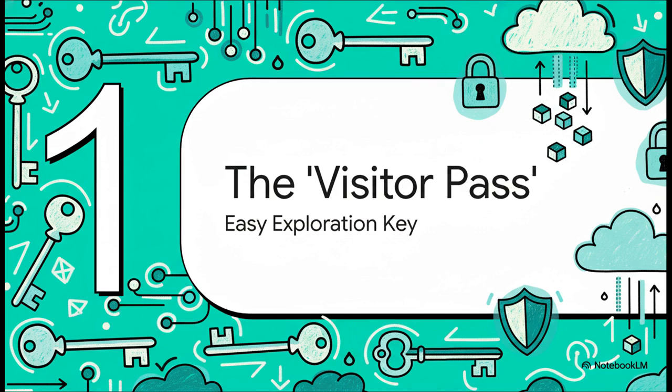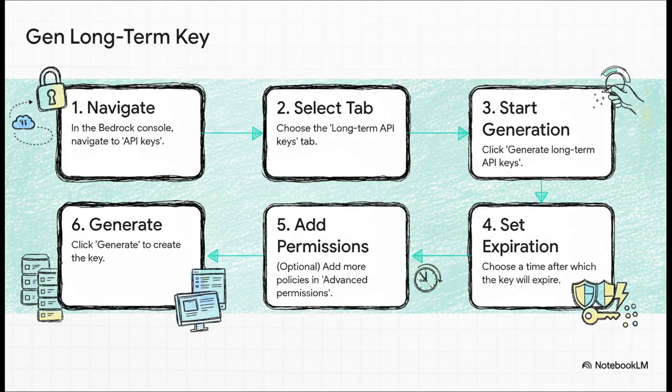This is what's officially called a long-term key, but I want you to think of it as a visitor pass. It's designed to get you in the door immediately, no questions asked, so you can start looking around and exploring. And getting this pass? It's incredibly simple. Seriously, it's just a few clicks inside the Bedrock console. You just go to API keys, pick the long-term option, decide how long you want it to last, maybe 30 days for a proof of concept, and bam, click Generate. That's it. You've got a key, and it's ready to use.